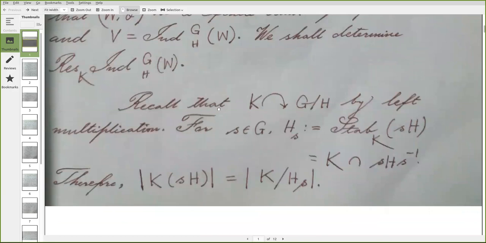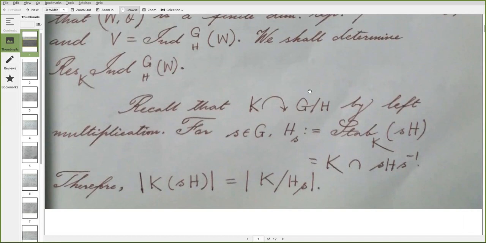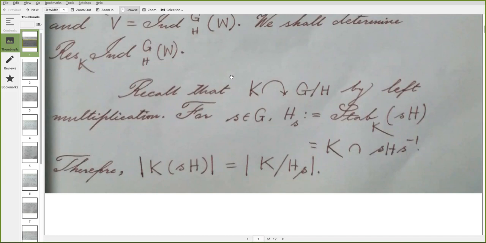So for any two subgroups H and K, G mod H is the set of all left cosets, and G acts on that by left multiplication. We can restrict that action to K. So therefore, K acts on G modulo H by left multiplication. So now we fix any s. So sH is a member of G modulo H, and we shall look for the stabilizer of sH in K. So this is my action, and I'm considering the stabilizer of the point sH under this action.